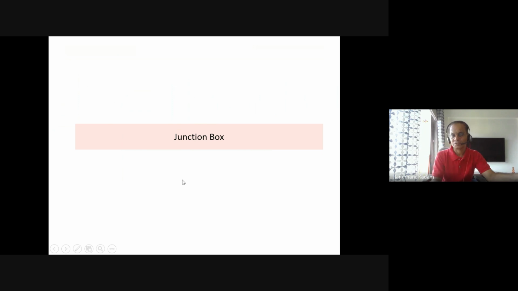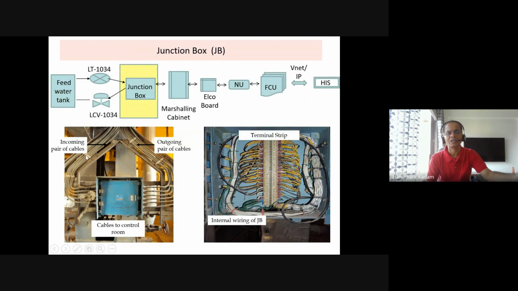Now from the transmitter, the signal goes to the JB. You can see the junction box nearby here. This is the JB. You see how terminated wires are coming here, and from here the wire goes to the marshalling cabinet. From this junction box, the cable goes to the control room. These are coming from the field, and these are the incoming pair of the cable, and these are the outgoing pair of cable, right? Incoming, outgoing, and you see the termination here.